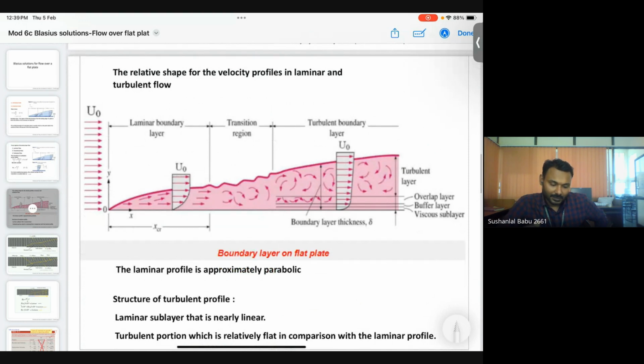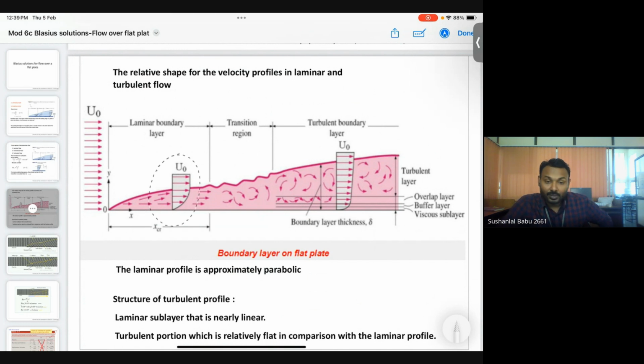Next is the relative shape of the velocity profiles in laminar and turbulent flow. You can see here a flat plate and flow is happening. This is the free stream velocity V naught. Initially it will be laminar, then a transition region, then a turbulent region. How does the velocity profile behave within the laminar boundary layer and within the turbulent boundary layer? That is what we are explaining in this particular slide.